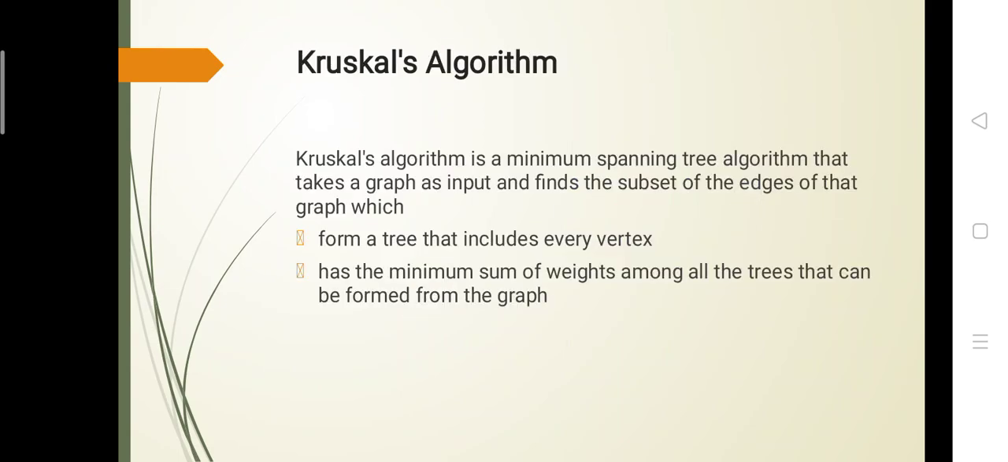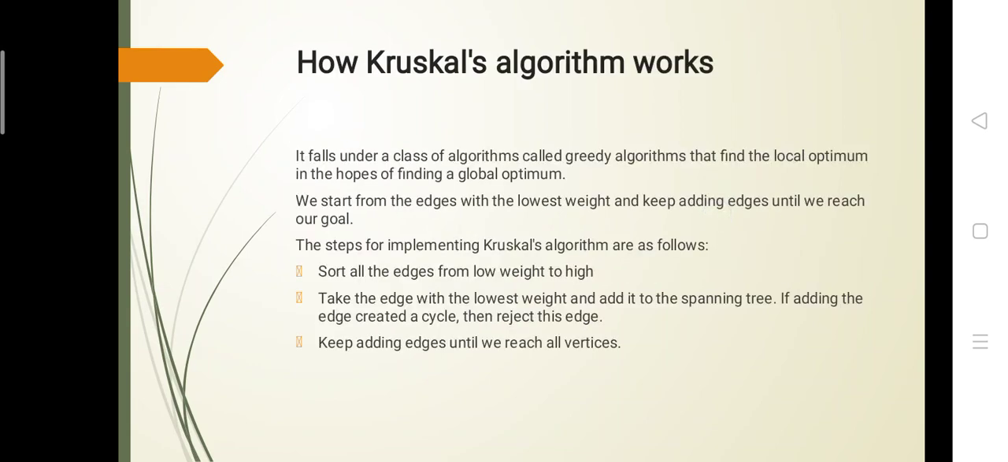बनाएं. क्रुस्कल algorithm में ये काम करता है. A Kruskal algorithm is a minimum spanning tree algorithm that takes a graph as input and finds the subset of the edges of the graph which form a tree that includes every vertex and has the minimum sum of weights among all the trees that can be formed from the graph. अब इसका algorithm ये होता है: sort all the edges from low weight to high.